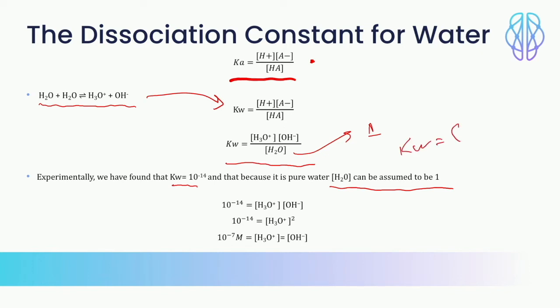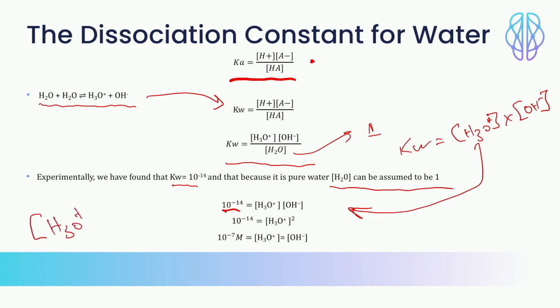Kw equals the concentration of H3O times the concentration of OH minus, which is exactly what we have here. But as I said, we remember that Kw equals 10 to the power of minus 14. So we have the concentration of H3O times the concentration of OH minus equals 10 to the power of minus 14. However, we remember that the concentration of H3O actually equals the concentration of OH minus. And I'll just re-jog your memory. That's because these two are in a 1-to-1 molar ratio.